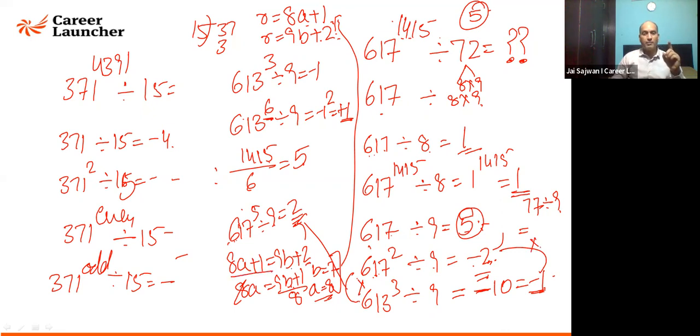So when you divide by 8, remainder is 1. When you divide by 9, remainder is 2. I equated them. I get to know when B is equal to 7, A comes out to be 8. I'll put those values back in the equation. 8 8s are 64 plus 1 is 65, is your remainder.